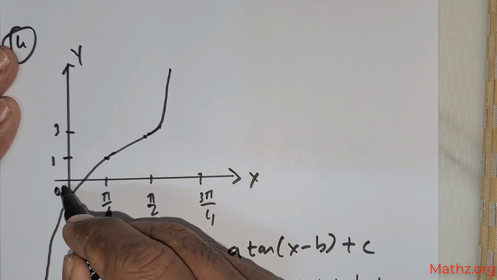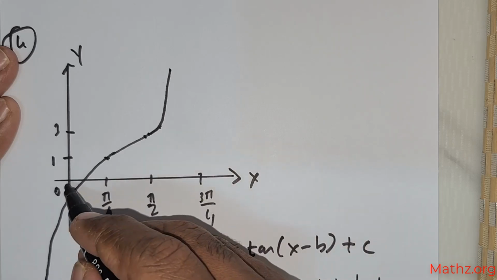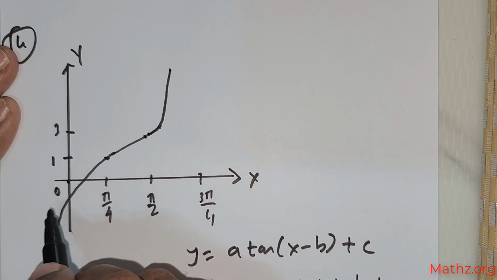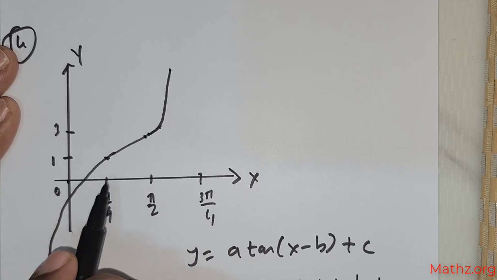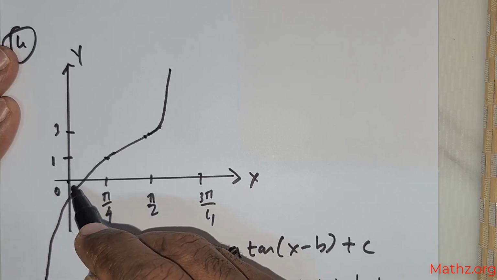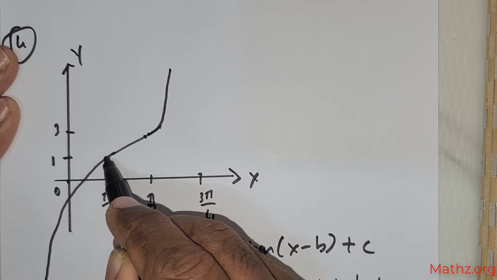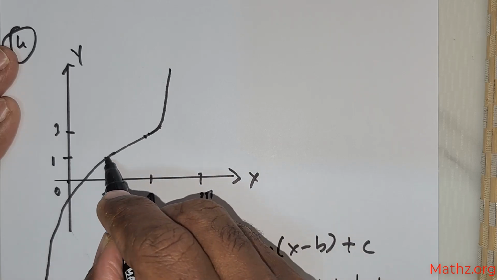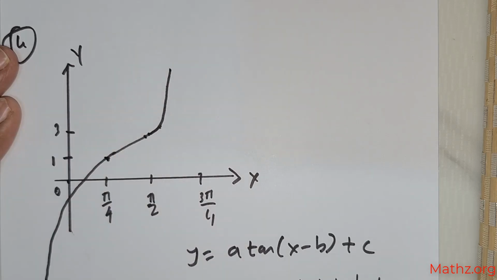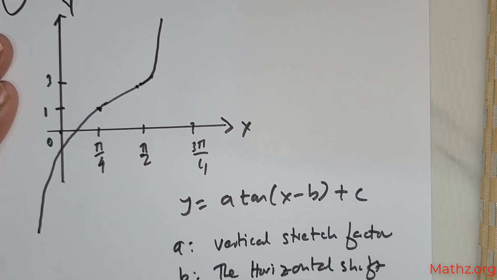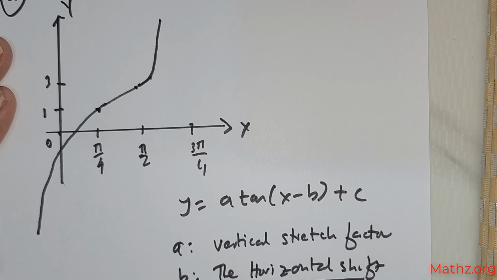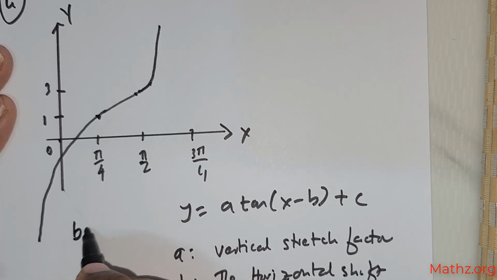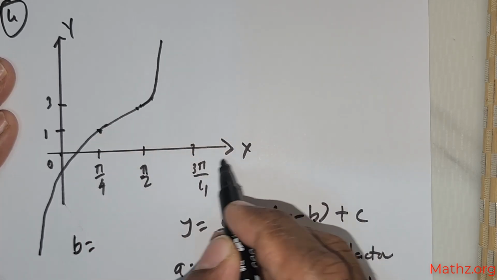Now usually the tan x graph will actually hit the point 0, but in this case it is not hitting the point 0, it is moving away from 0, and it is taking a bend here. Now this is actually a turning point. You have to look for this particular point. That point will give you what is called the horizontal shift, and that value you have to record on the x-axis.